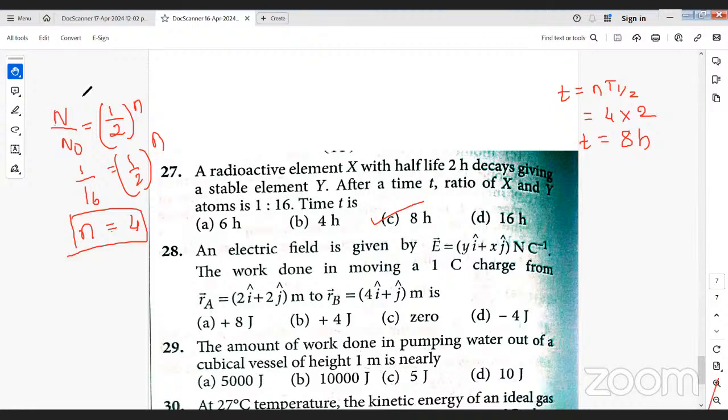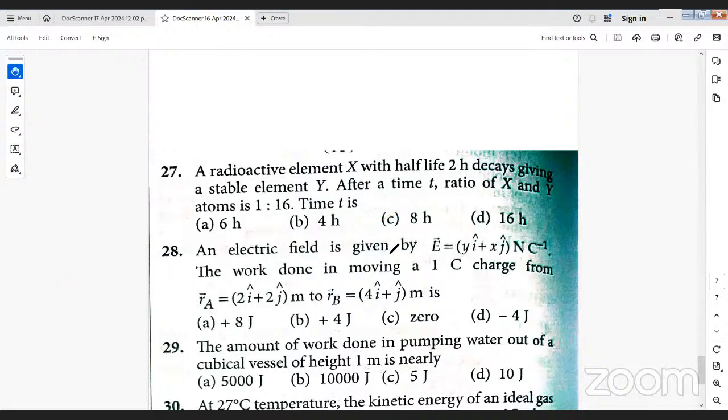Yes, it is 8 hour. So n is equal to, we are getting here as 4. As we know, t is equal to n into t half. Therefore, it is 4 into 2. That is nothing but 8 hour. Go for the next question, students.